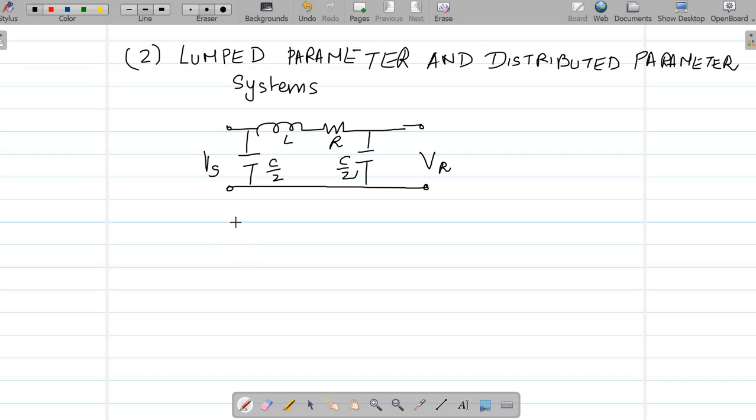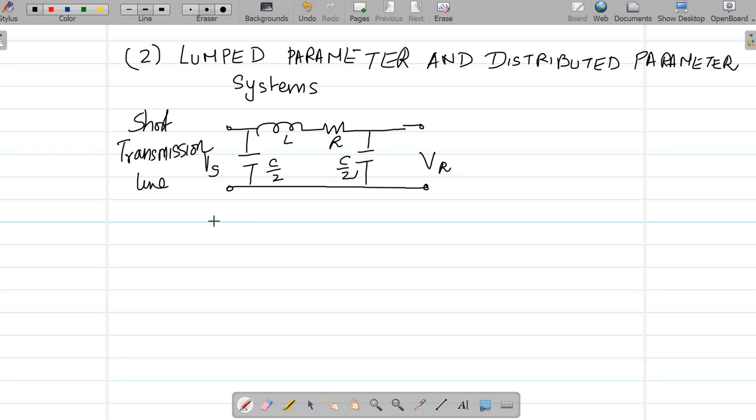Now, this is a short transmission line, and this kind of representation is known as a lumped parameter. This entire thing can be represented with a mathematical model, and when we apply V of S to the mathematical model, that is the input x of t, we get a y of t at the output, which is V of R.